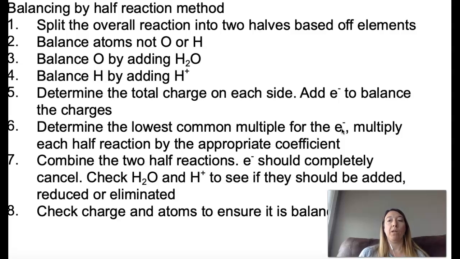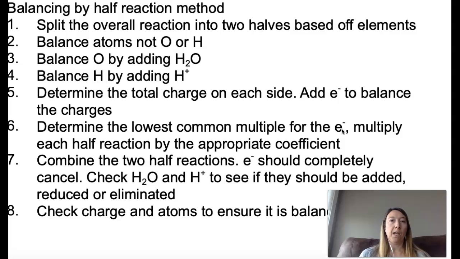So I'm going to walk you through the steps you're going to take, and then we'll look at 3 different examples to show you how this is going to look, okay? So step 1 is going to be to split the overall reaction into 2 halves based off of the elements. So that's just like what we did on the first lesson of this unit, right?